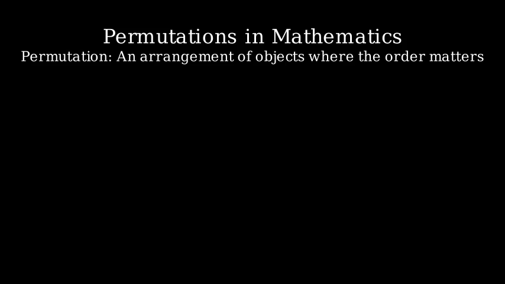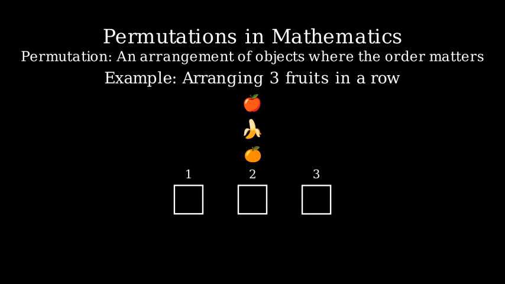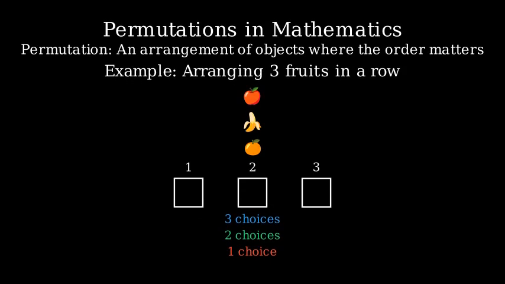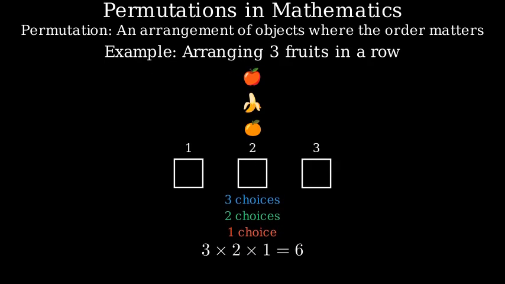Let's illustrate this concept with a simple example. Suppose we have three different fruits, an apple, a banana, and an orange. We want to know how many different ways we can arrange these three fruits in a row. To find all possible permutations of these three fruits, we need to consider the number of options we have for each position. For the first position, we can choose any of the three fruits, so we have three choices. For the second position, we've already used one fruit, so we have two choices left. And for the third position, we only have one choice left, which is the remaining fruit. Using the multiplication principle, the total number of permutations is 3 times 2 times 1, which equals 6.